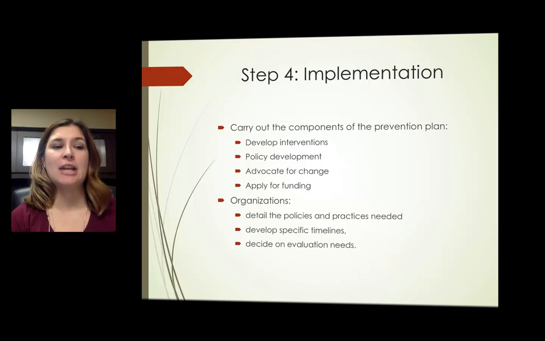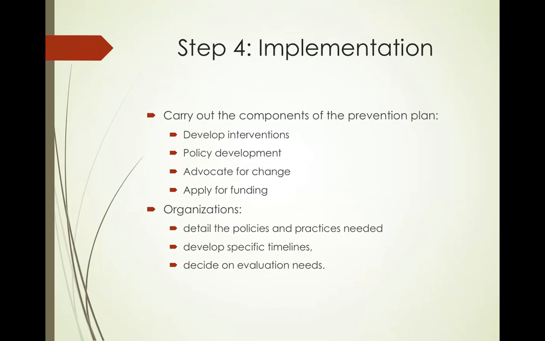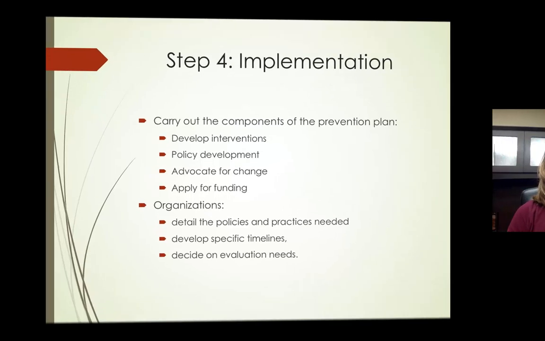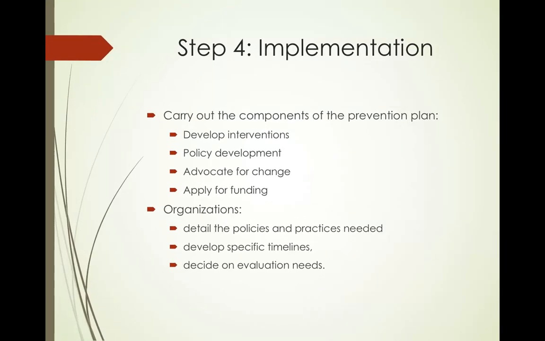Step 4 is the implementation stage. The implementation phase of the SPF model is focused on carrying out various components of the prevention plan, including developing interventions, influencing policy development, advocating for change, and writing grant applications for funding. It is also important in this stage to identify and overcome any barriers that might prevent implementation from being successful. Organizations should detail the evidence-based policies and practices that are needed, develop specific timelines, and decide on ongoing program evaluation needs.